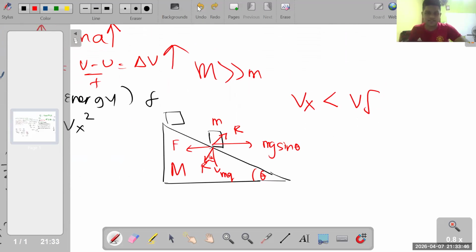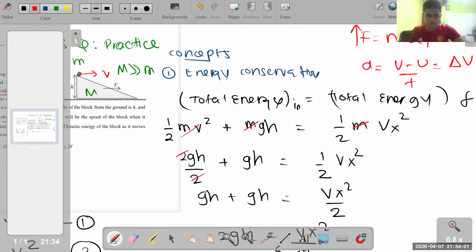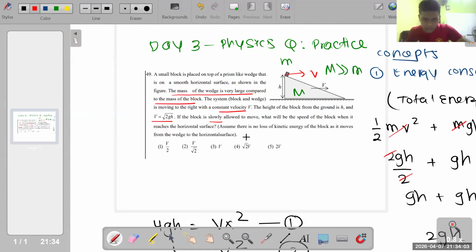Sorry, I have marked the opposite direction, right? Sorry, don't confuse. Actually, we can say that it is slightly greater. Vx is greater than v square root 2. What is the answer? More than square root 2, we have only one answer. What is that? 2v. That is the answer.